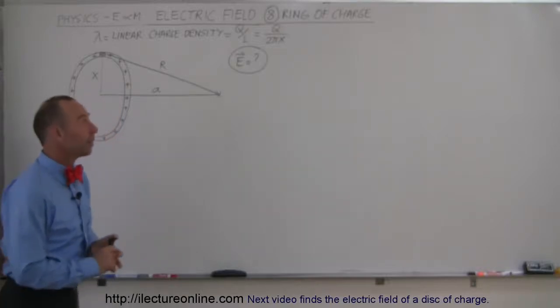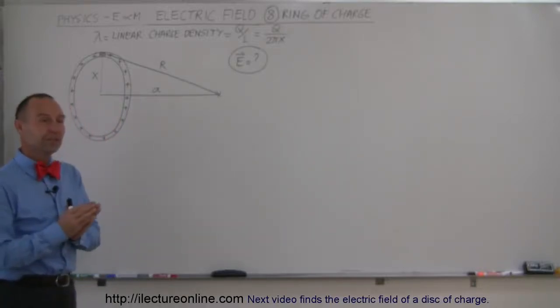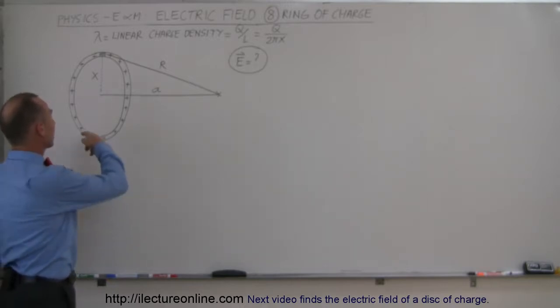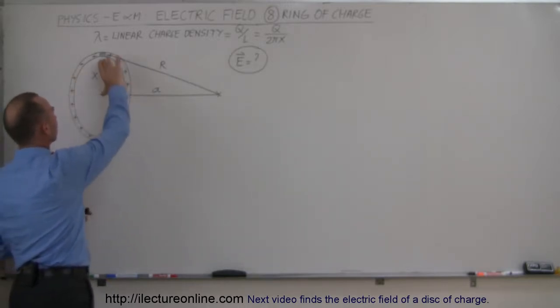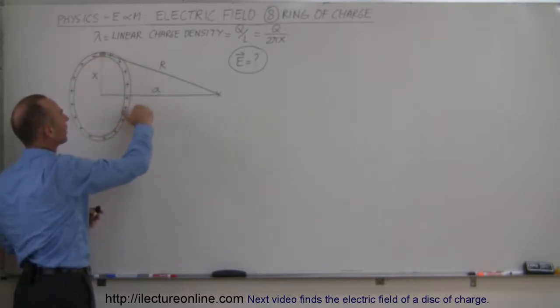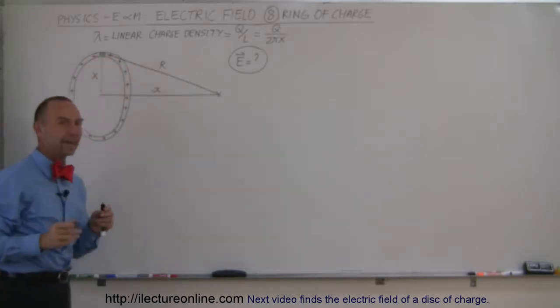Welcome to Lecture Online, and now we're going to try and find the electric field caused by a ring of charge. So here we have a circular ring. The radius is x. It has a certain amount of charge on it. So let's say that Q of charge was added to the ring.